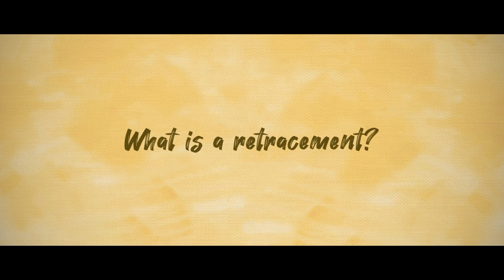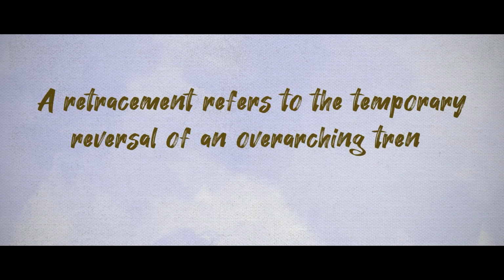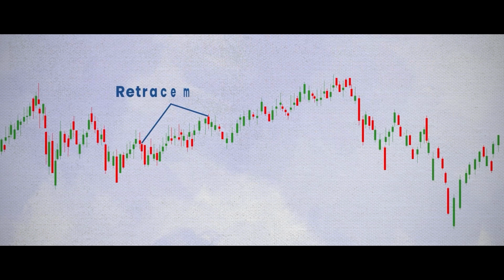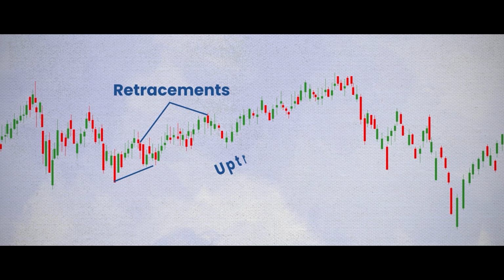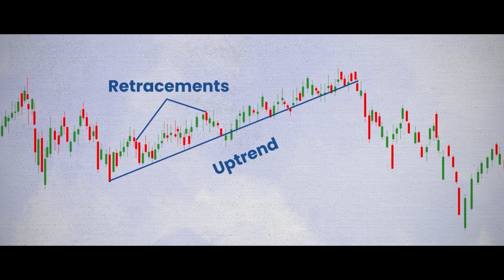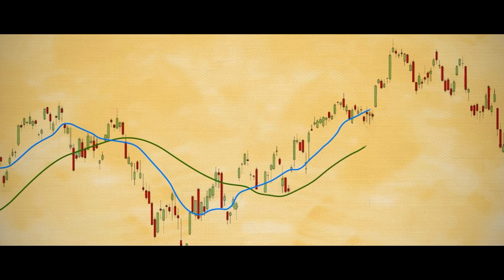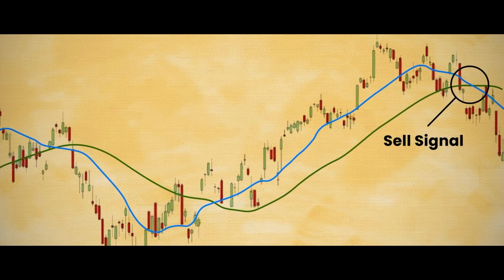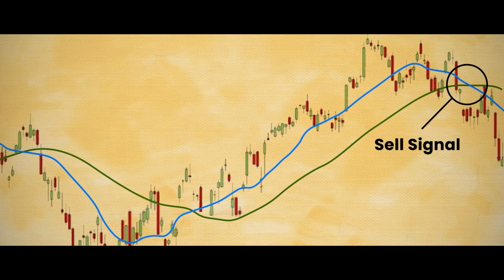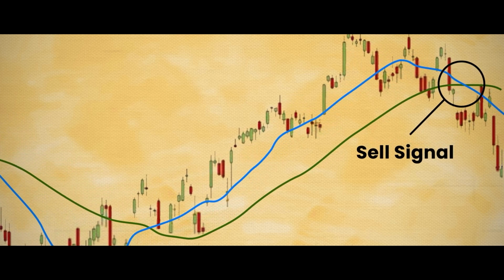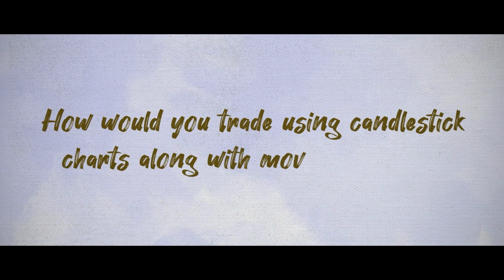What is a retracement? A retracement refers to the temporary reversal of an overarching trend in a stock's price. It is distinct from reversals in that retracements are short-term periods of movement against a trend followed by a return to the previous trend. Okay, and if it goes below? Well, if a 20 MA is crossing below the 50 MA, the trend is considered down and a trader can participate in the down move on every retracement with candlestick confirmation. Also, remember that the 50 MA acts as a strong support in a rising market and a strong resistance in a falling market. Okay. And how would you trade using the candlestick chart and moving averages?